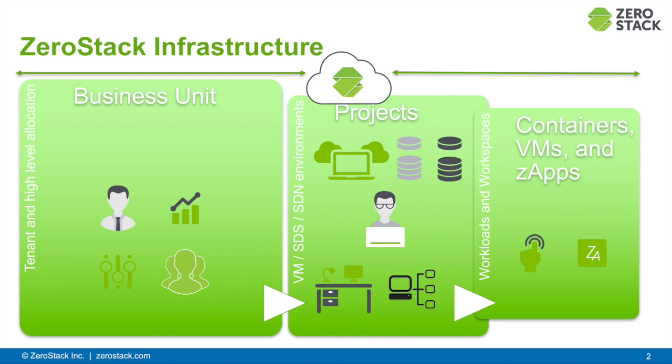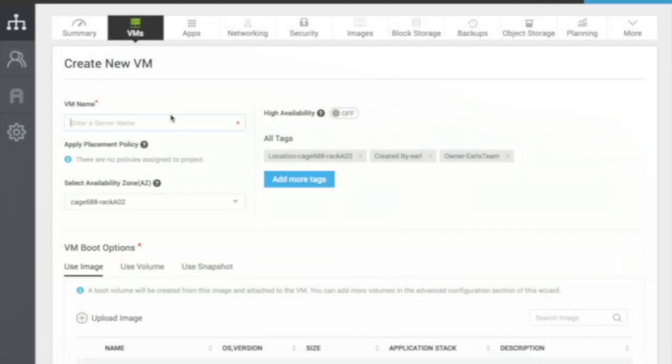These components are deployed by users that are assigned to particular projects. For example, if you had a web architect, they could deploy as many VMs or containers necessary to run their web application as they're allowed to, all without the help of the help desk or IT engineers. For example, here's a deployment of an Ubuntu VM inside of the ZeroStack environment.